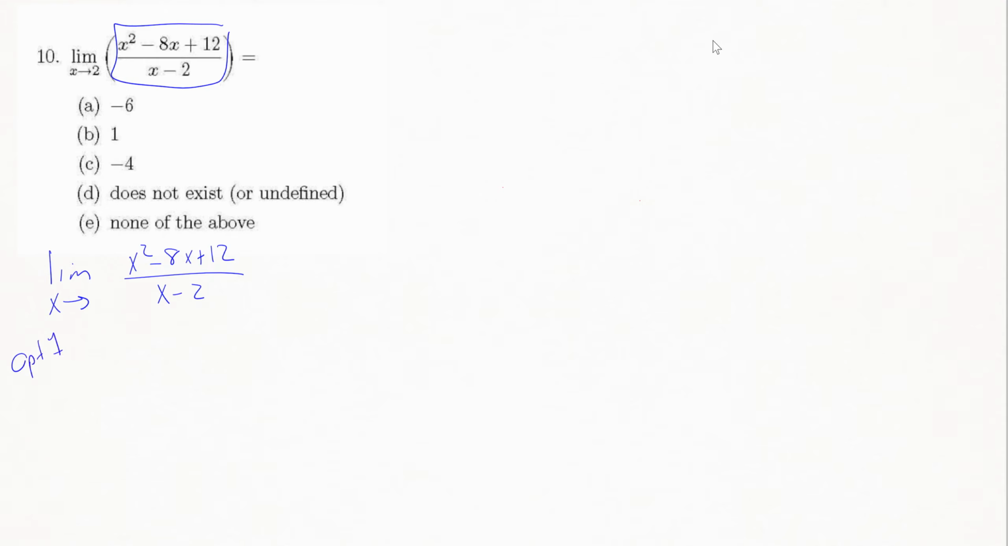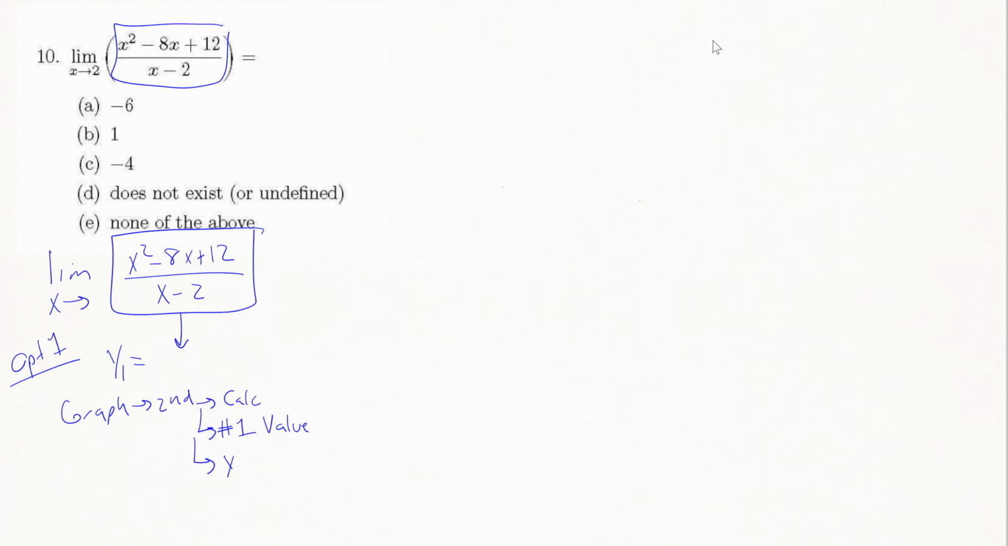Option 1 in this situation for me is always going to be the same. I'm going to take the equation that they gave me here, and I'm going to plug that equation into y1 on my calculator. After that, I'm going to graph that equation, and I'm going to do a second calc, and then I'll choose number 1 in that calc menu option, which is value. And then from there, it's going to ask me what x value I care about, and I care about the x value of 2 because that was what the limit was supposed to be approaching. So as x approaches 2 in this situation, whatever the y value is that comes out of my calculator, that would be my answer if option 1 works.